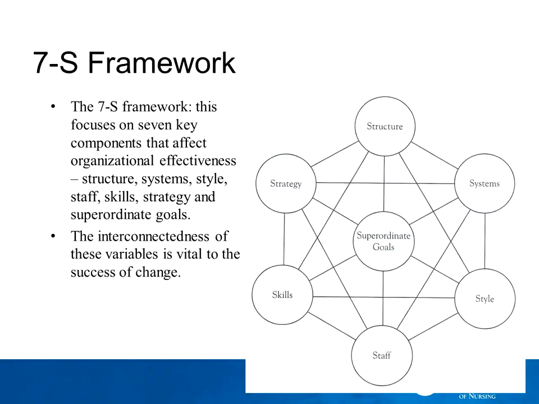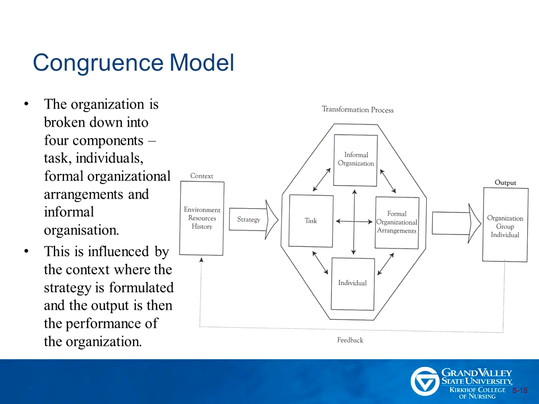The 7S framework focuses on 7 key components that affect organizational effectiveness: structure, system, style, staff, skills, strategy, and superordinate goals. The interconnectedness of these variables is vital to the success of change. And then there's the congruence model. The organization is broken down into 4 components: task, individuals, formal organizational arrangements, and informal organization. This is influenced by the context where the strategy is formulated, and the output is then the performance of the organization.